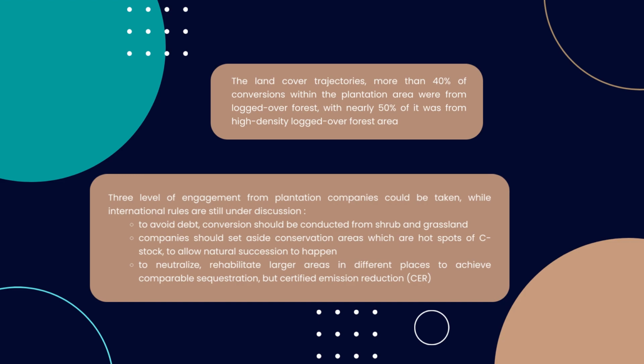Three levels of engagement from plantation companies could be taken, while international rules are still under discussion. To avoid debt, conversion should be conducted from shrub and grassland with an above-ground C stock of less than 40 tons per hectare. To minimize carbon debt, companies should set aside conservation areas which are hot spots of C stock, to allow natural succession to happen and therefore to achieve co-benefits of biodiversity conservation as well as reducing C stock emission. They should also rehabilitate larger areas in different places to achieve comparable sequestration, with certified emission reduction.